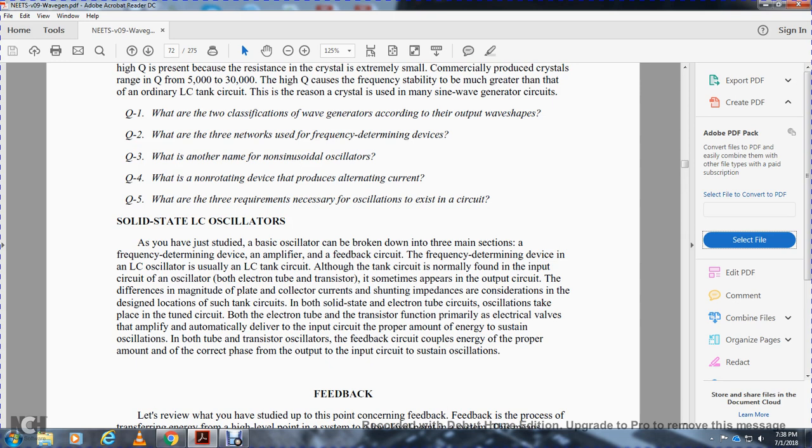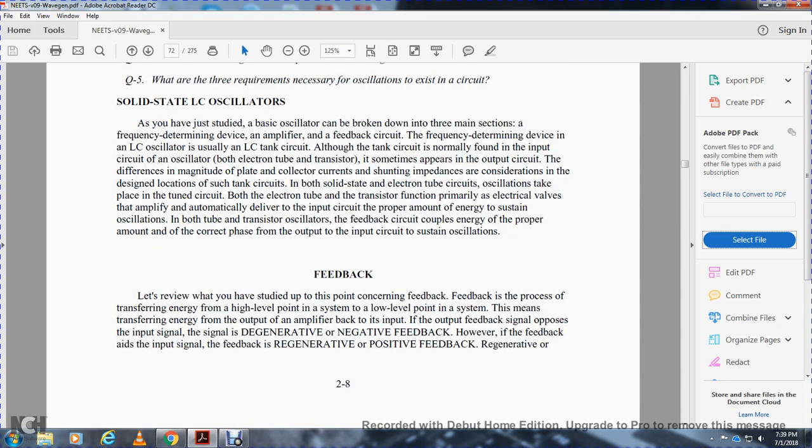The oscillator takes place in the tuned circuit. Both electron tubes and transistors function primarily as electrical valves, or amplifiers, automatically delivering to the input circuit the proper amount of energy to sustain oscillation. In both tube and transistor oscillators, the feedback circuit couples energy of the proper amount and correct phase from the output to the input circuit to sustain oscillation.